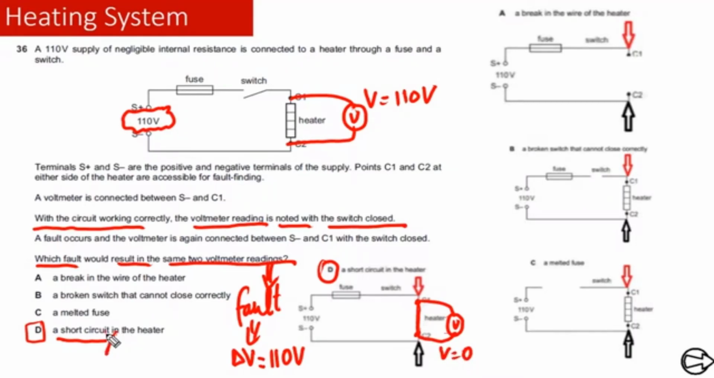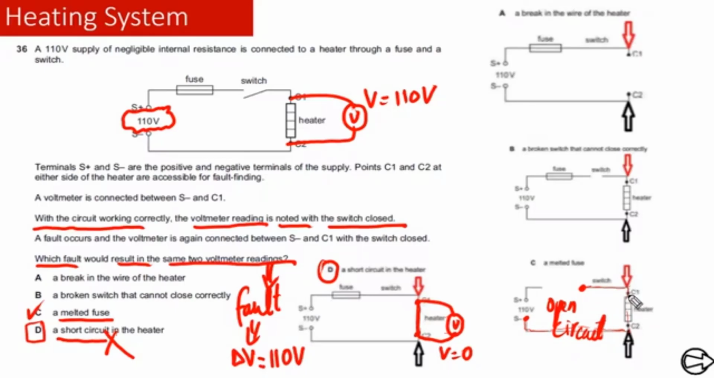So this is not our answer. If we go to part C, melted fuse, it means the circuit is broken, or we can simply say this is an open circuit. In this case, our circuit is broken. If you look at this point and this point, we can see the potential at these 2 points will be the same because there is no power supply between them.